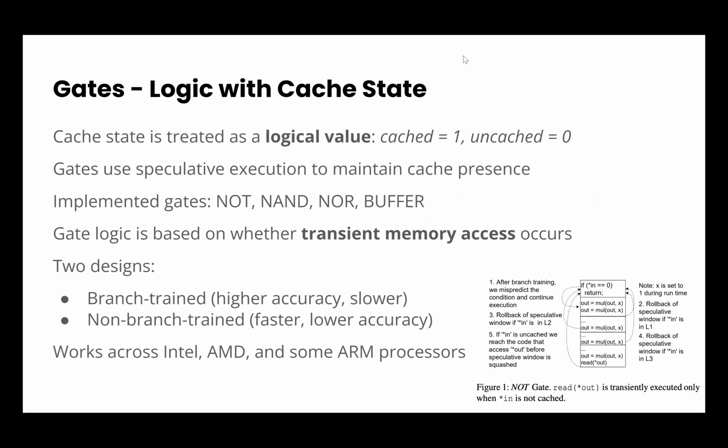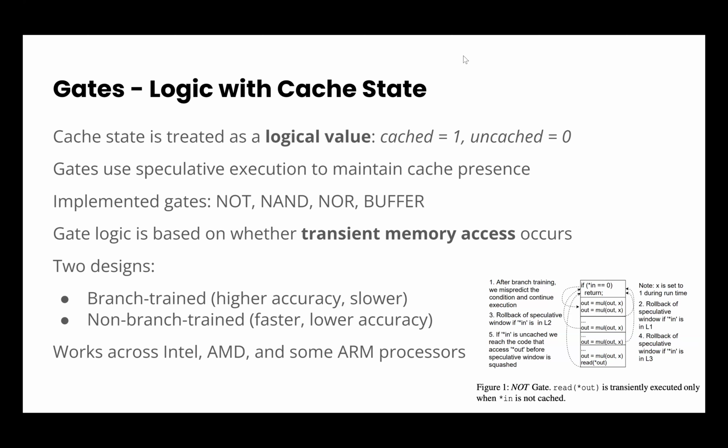So moving on to gates, the slide focuses on the core innovation of the paper, which is essentially using speculative execution to build logic gates that operate entirely through changes in cache state. In this model, a memory line that is cached is treated as a logical 1, while an uncached line is treated as a 0. These logical values are manipulated by transient instructions that may or may not execute depending on branch prediction. For example, the NOT gate, which is shown on the bottom right, is implemented by speculatively accessing an output address only if the input address is not cached. So the presence or absence of the output address in the cache tells us the result.